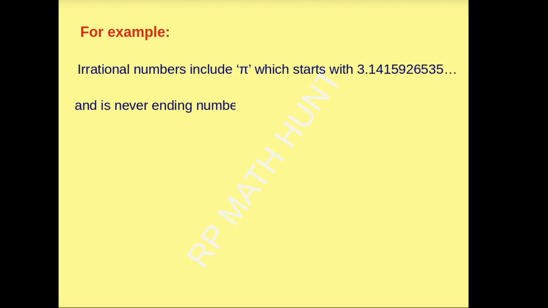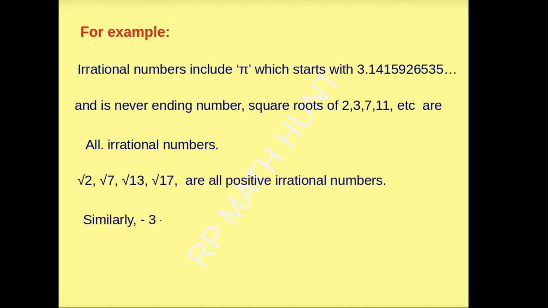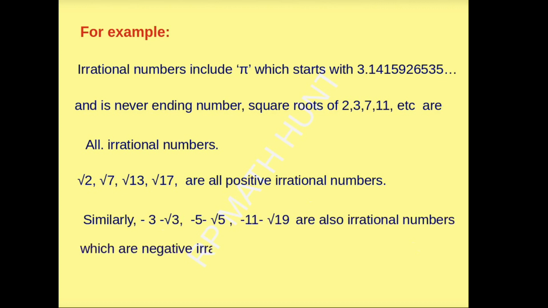Square roots of 2, 3, 7, 11, etc. are all irrational numbers. Root 2, root 7, root 13, root 17 are all positive irrational numbers. Similarly, minus root 3, minus root 5, minus root 11, minus root 19 are also irrational numbers, which are negative irrational numbers. But numbers such as root 9, root 81, root 25 are not irrational.